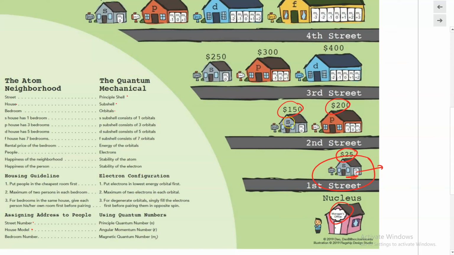And because the S house here is cheaper than the P house, the next people you'll be putting in the S house on the second street, and we'll label this as 2S. So this is labeled as 1S house, and this is labeled 2S house, and this is labeled 2P house, and this is 3S, 3P, 3D, and so on. So we'll be putting them in the 2S house first, and this 2S house consists of, again, only 1 bedroom.